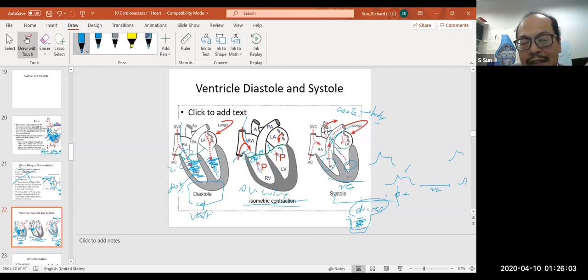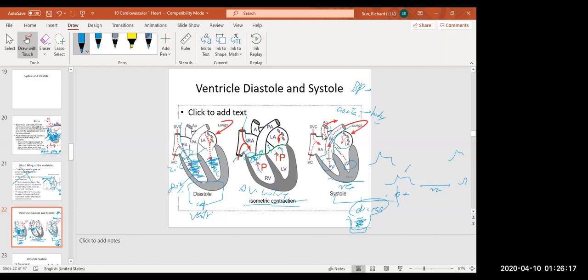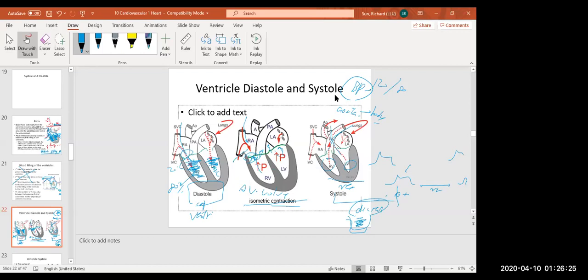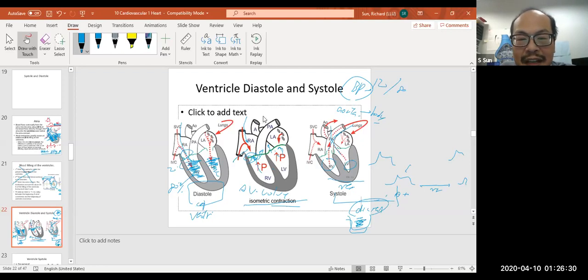Now the question is, do you guys know what our blood pressure is about? What's the range? 120 over 80. Blood pressure, yes. So basically when we measure the blood pressure in the large artery, it's very similar to the blood pressure in the aorta. So in our body, this blood pressure is in the range of 120 to 80.